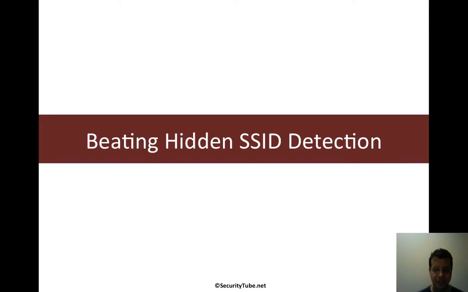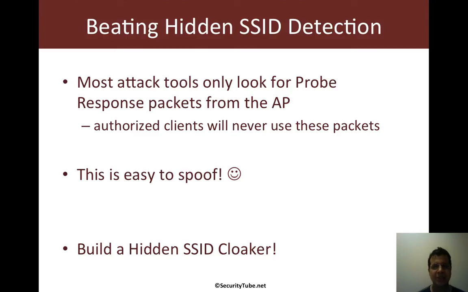Now in the last videos, we looked at how to uncover hidden SSIDs, right? The first one was a passive technique to search for probe responses, and the second was to use a dictionary-based attack on hidden SSIDs. Now the question arises, is it possible to use Scapy to actually make hidden SSID detection more difficult or even beat it? So in this video, we are going to look at creating a hidden SSID cloaker, something which might actually make hidden SSID detection more difficult.